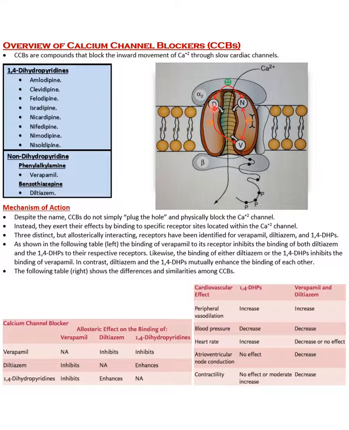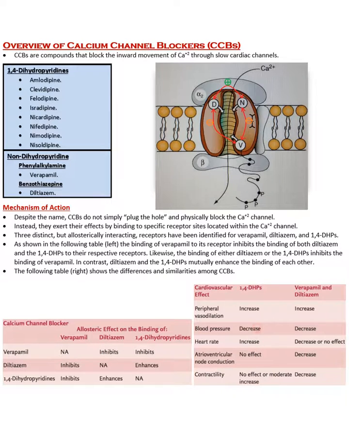So diltiazem with any of the 1,4-dihydropyridines enhance each other, while verapamil with diltiazem would inhibit the effect of each other, and the same with verapamil with any of the 1,4-dihydropyridines. Okay, which is again here in the table.